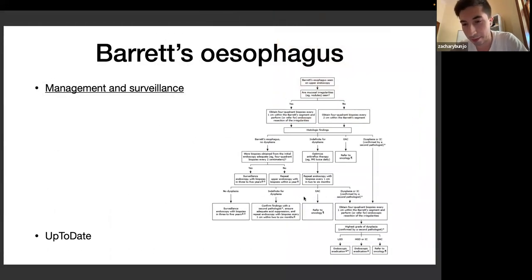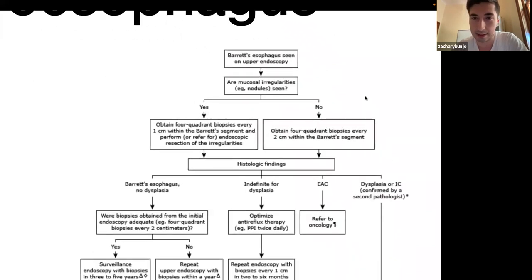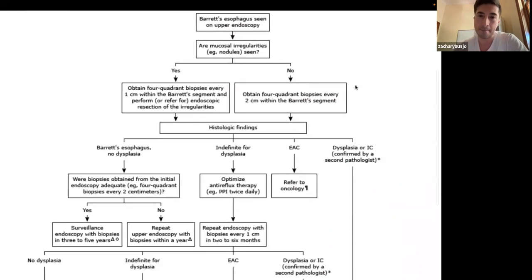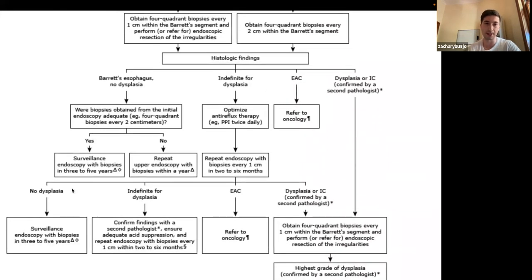So this is probably a bit of a busy flow chart outlining management. But I think the key thing to hone in on here is that management is really contingent on the presence of dysplasia. So if there's no dysplasia, then patients should typically be counseled to remain on the PPI and cease smoking and alcohol intake, and they should get a surveillance somewhere in the territory of 3 to 5 years down the line.